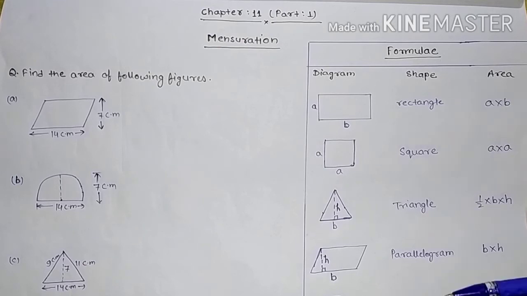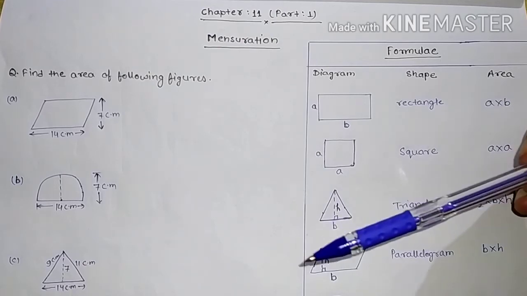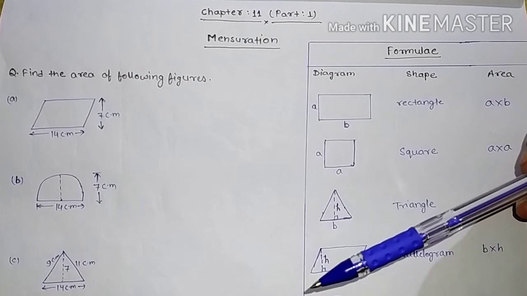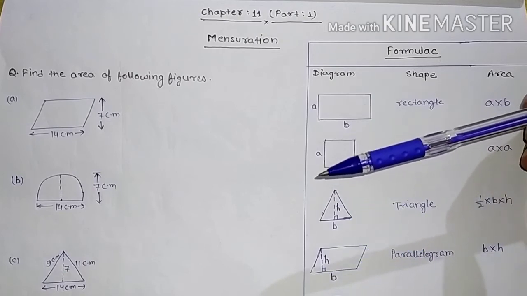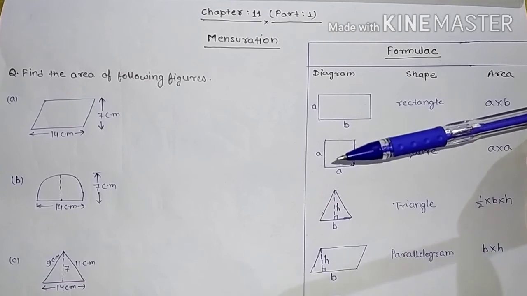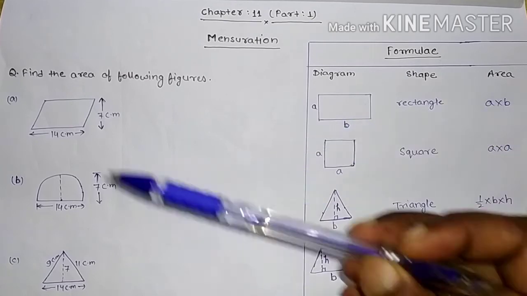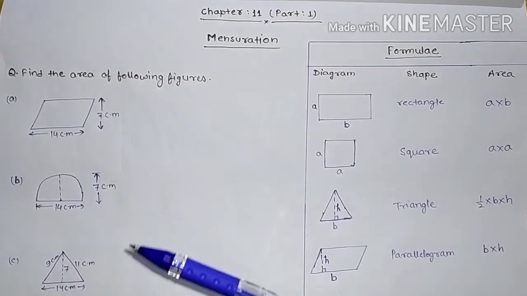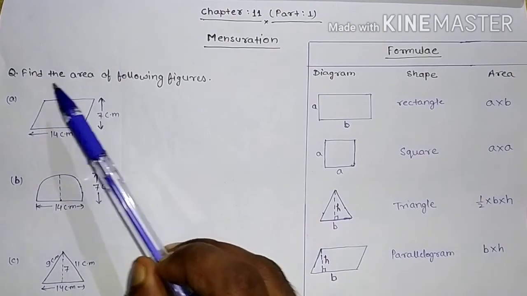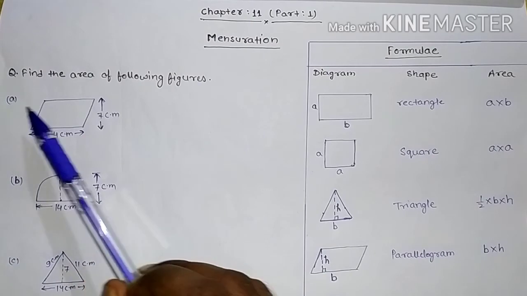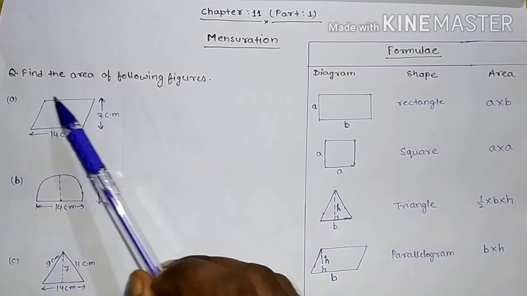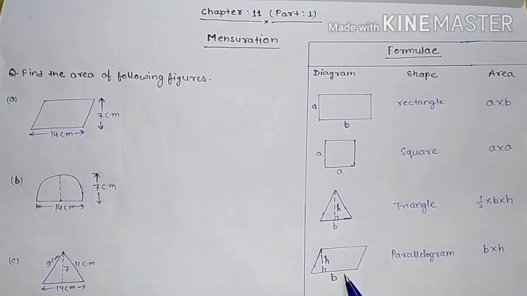This formula is used in this first exercise. Now let's understand how to find the area of these figures. So find the area of the following figures. Question number A. The figure is given. This is a parallelogram like this, and this is base and this is height. Area is base into height.